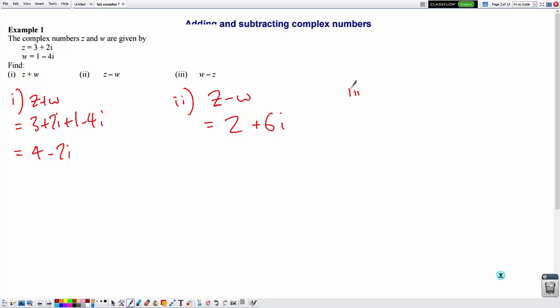And part 3, w minus z, well, it's 1 minus 3, so w minus z is 1 take away 3 is minus 2. Minus 4 minus 2 is minus 6. Done. Adding, subtracting, very easy.